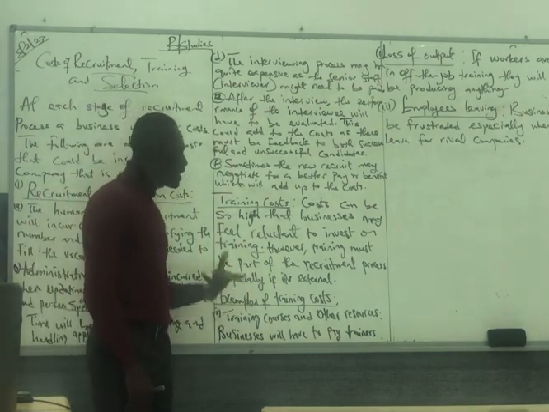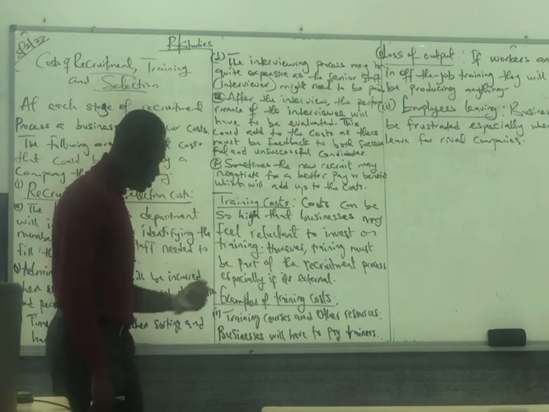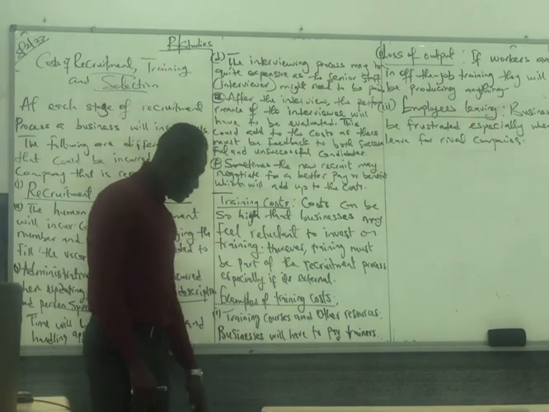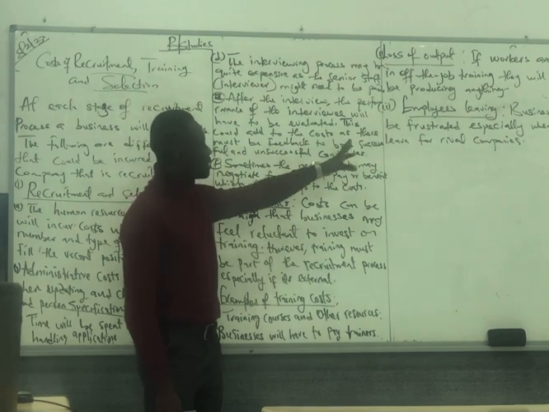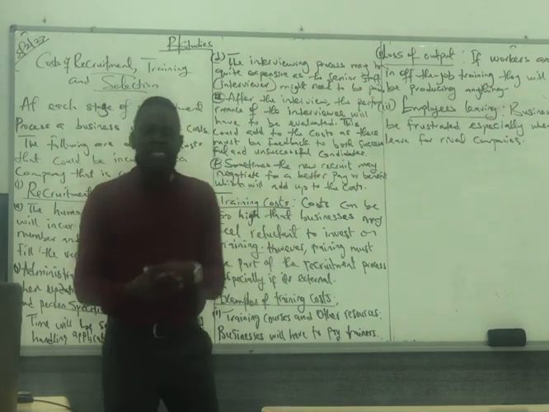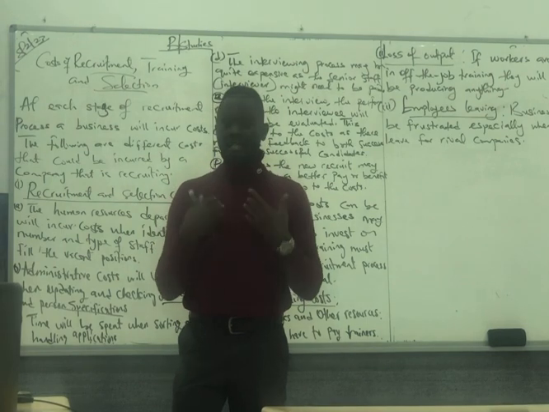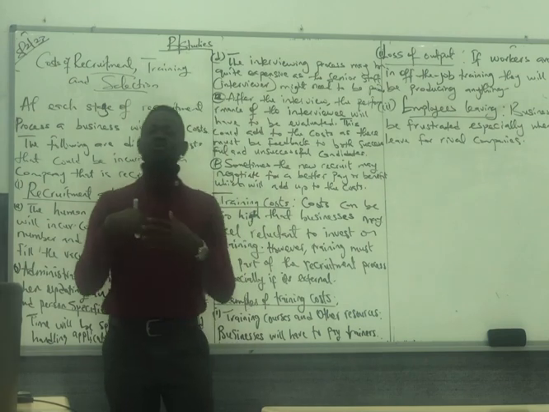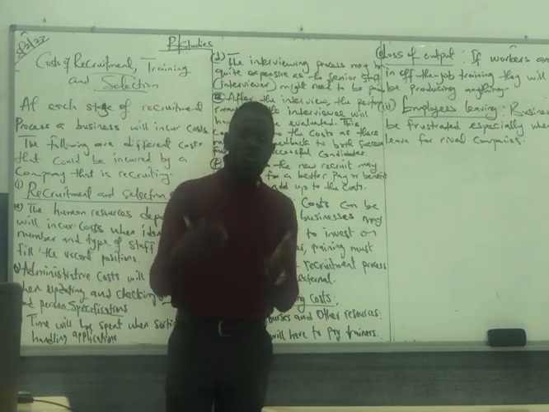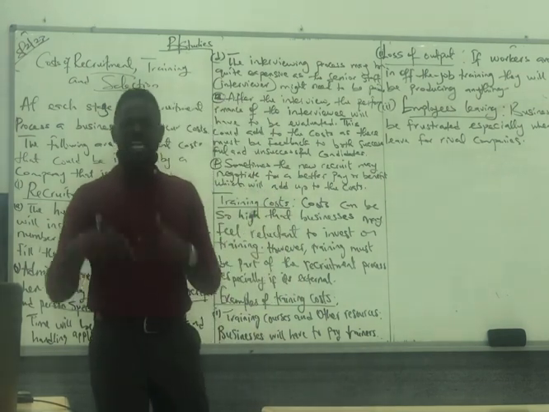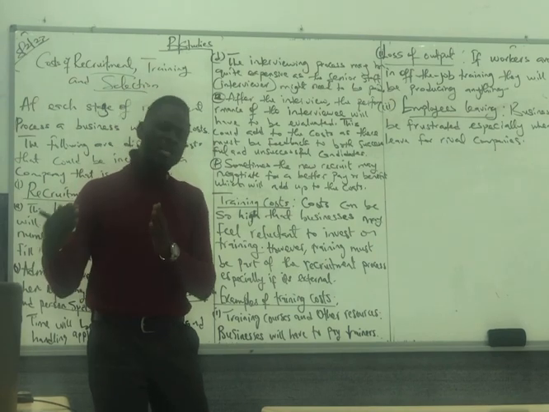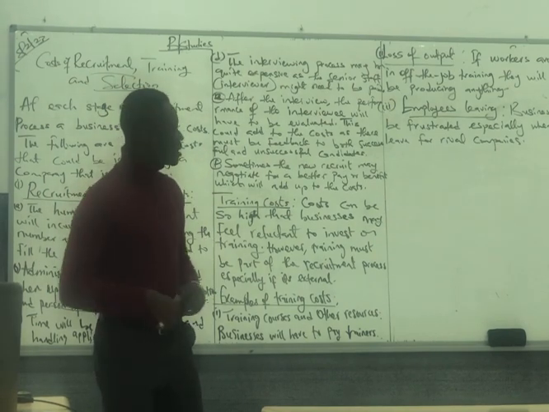So what are the examples of training costs? One, training costs and resources. Businesses will have to pay trainers. The materials that will be used for training, the equipment that will be used for training, these are all expenses. So the business might need to buy new equipment, the business might need to buy different materials that the new workers will need to use, which means more expenses for the business, which is also a cost.